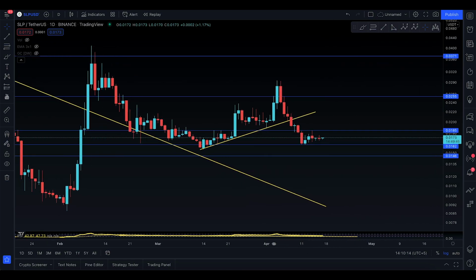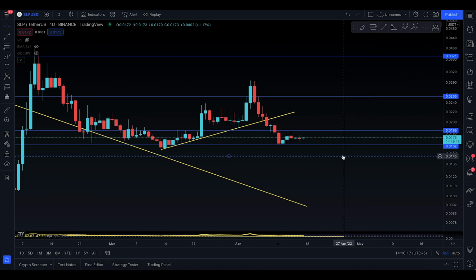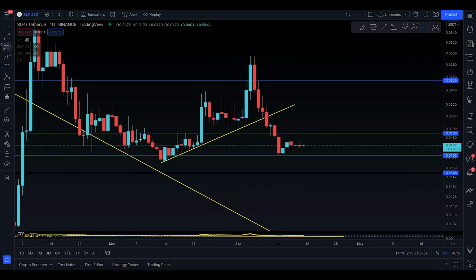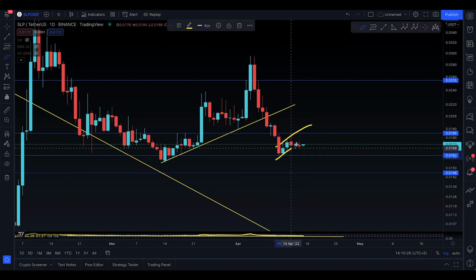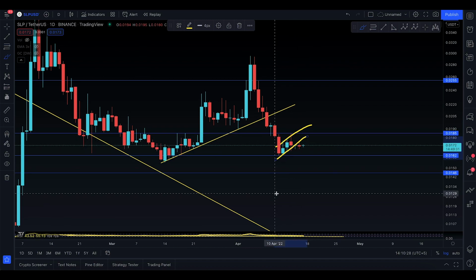Now this is going to be a very quick update. Yesterday we talked about SLP having a big trouble, and this trouble being the fact that you have a bear flag, right? And we talked about the bear flag. So here we are once again. This is your bear flag. You are below the bear flag.